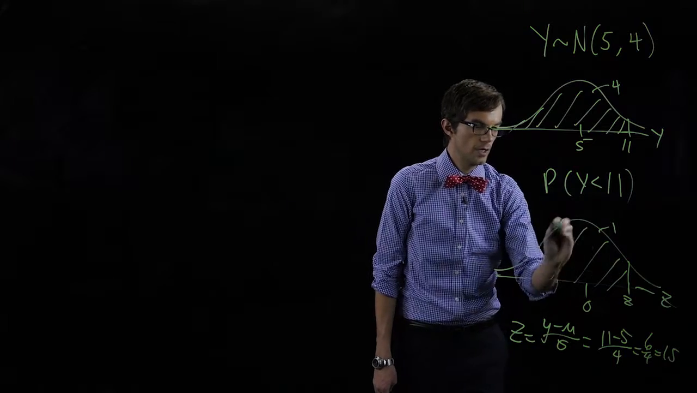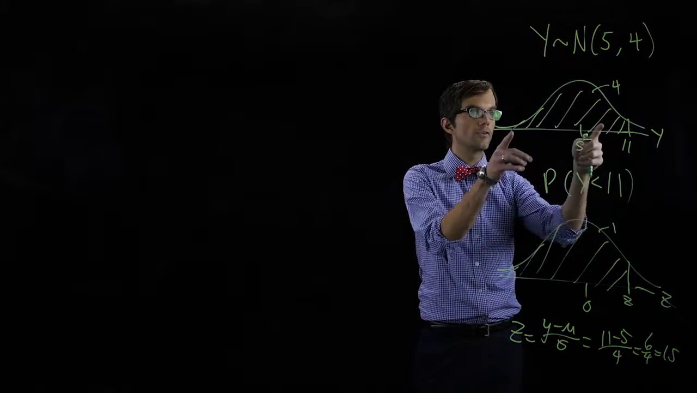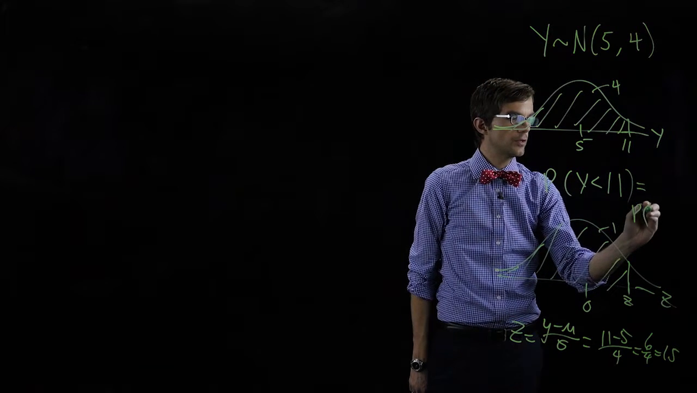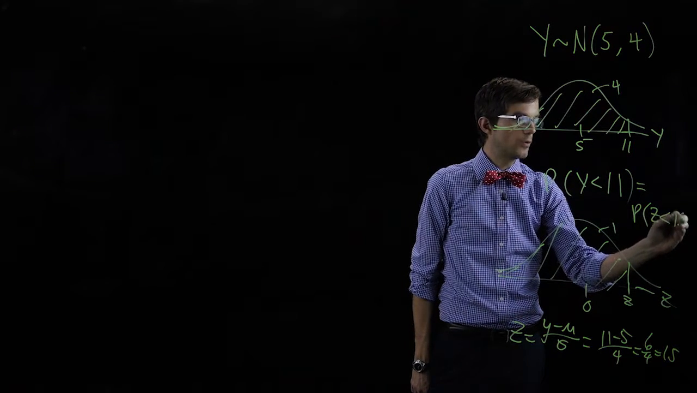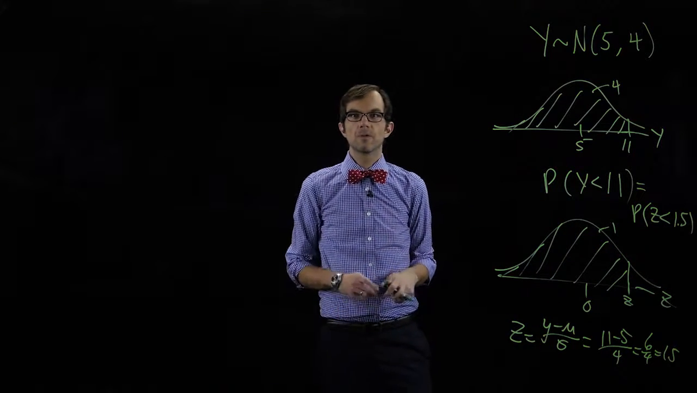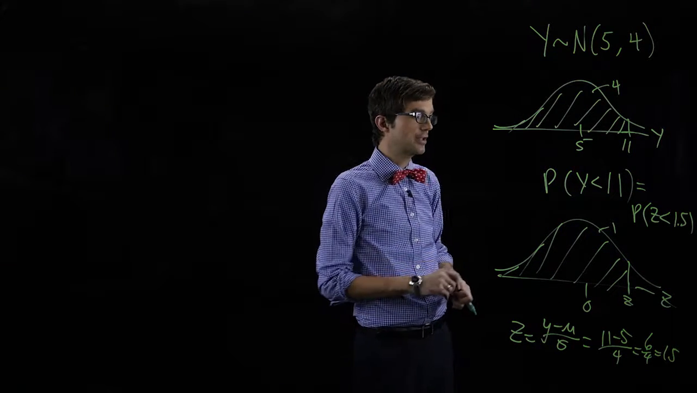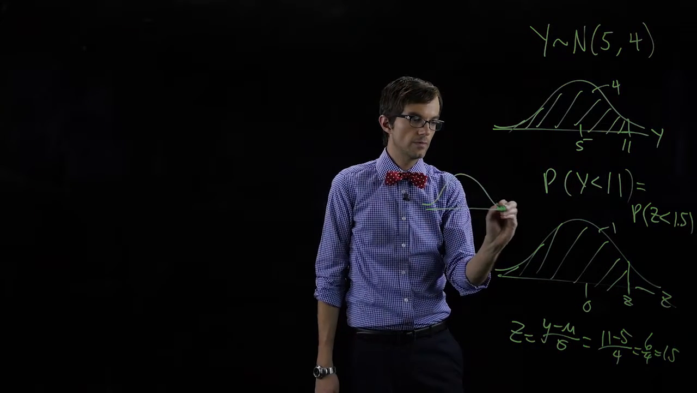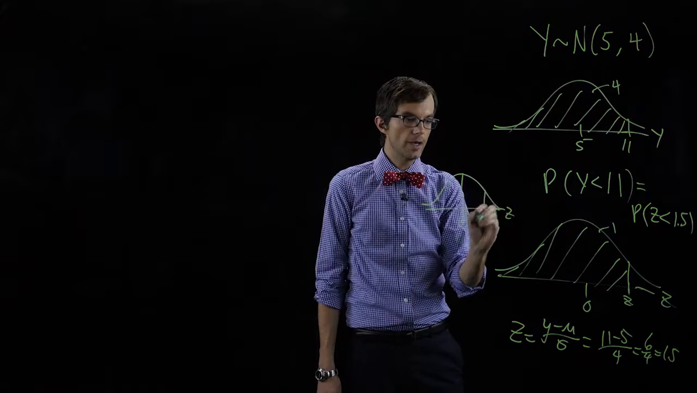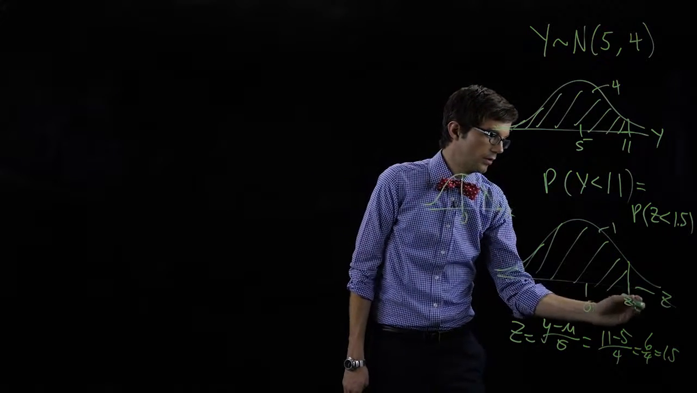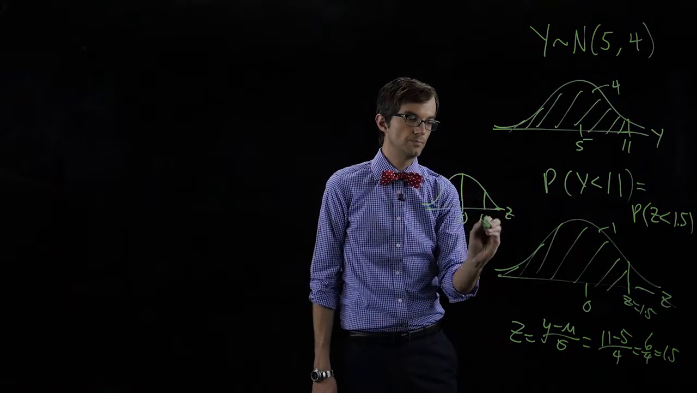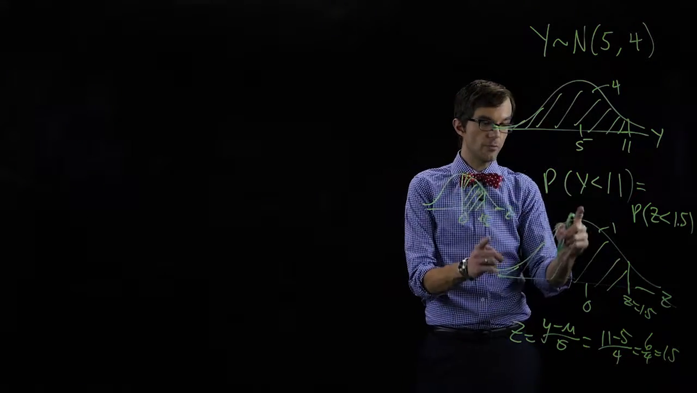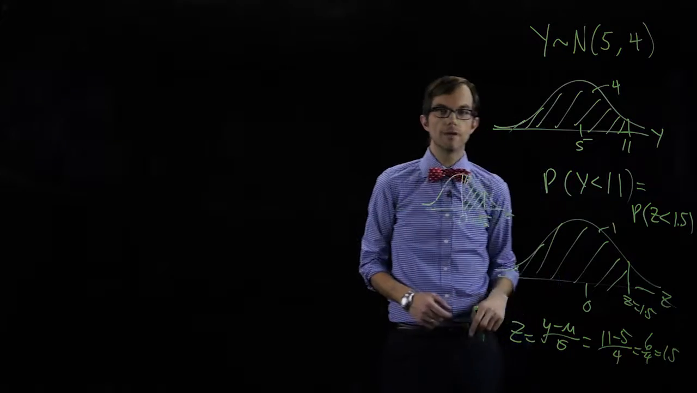Okay, we want this area. This area is equivalent to this. That says that the probability that y is less than 11 is equal to the probability that z is less than 1.5. So this is a pretty straightforward calculation now. We just need to go to our lookup table and find the area between 0 and 1.5. We find this area, we add that to 0.5, and we have this whole area.